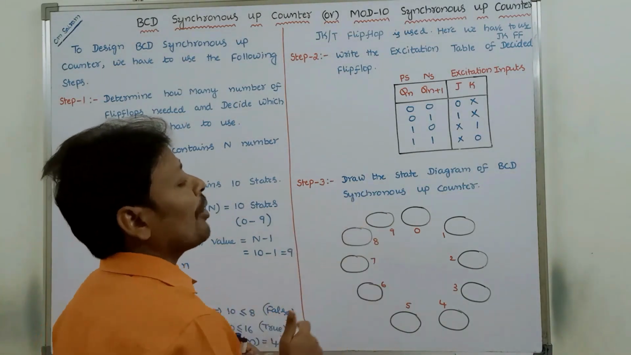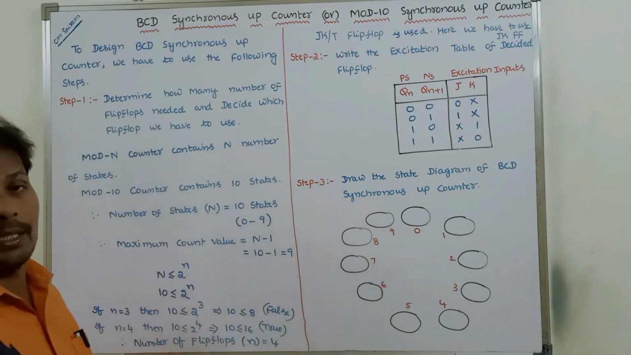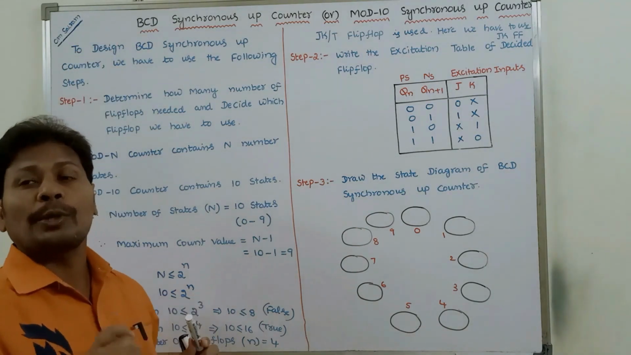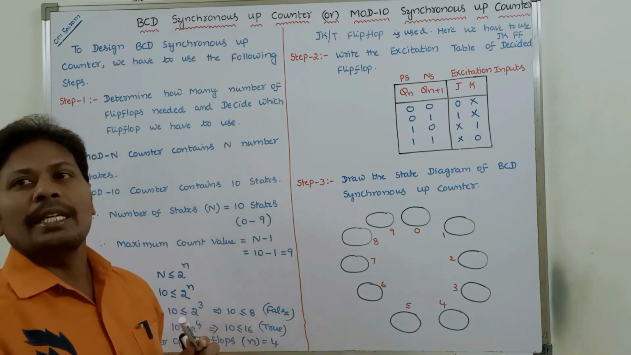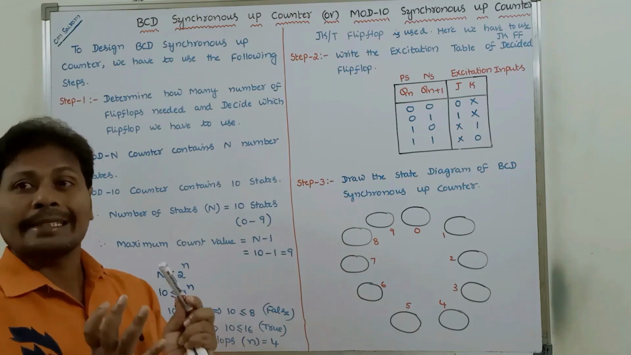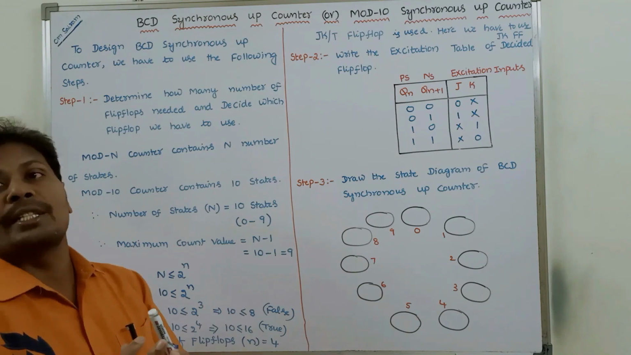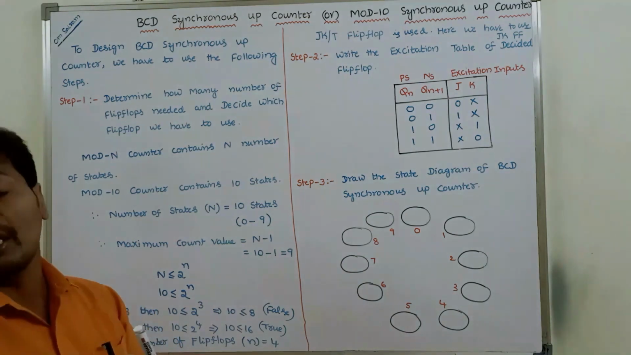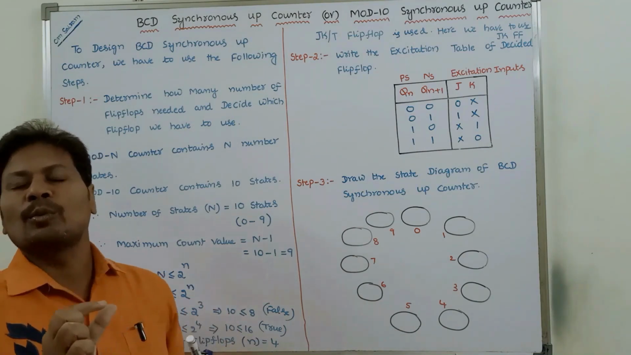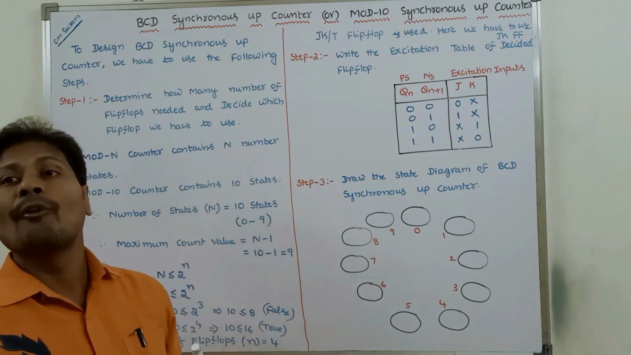How many bits do we have to use to represent each and every state? BCD stands for binary coded decimal. In BCD, the valid digits are 0 to 9, total 10 digits. To represent each and every digit, we have to use 4-bit binary. Okay, so to represent each and every digit, we have to use 4 bits.